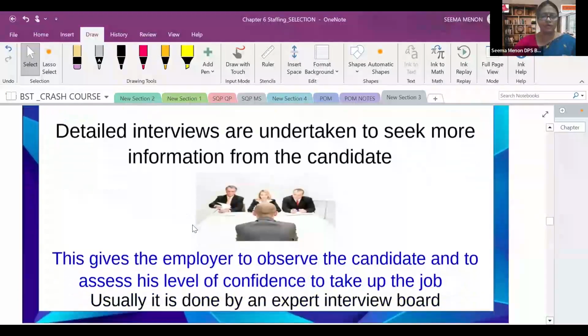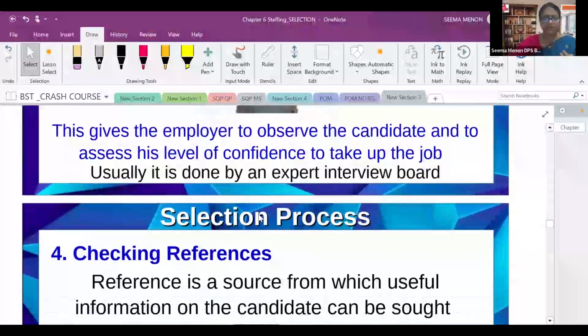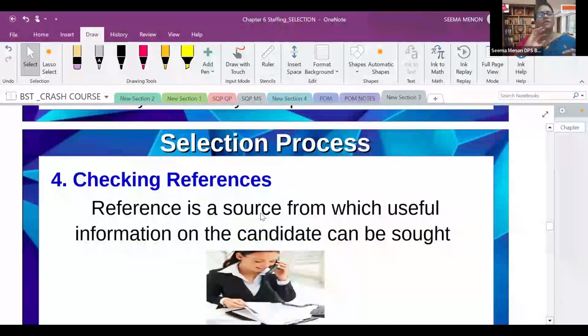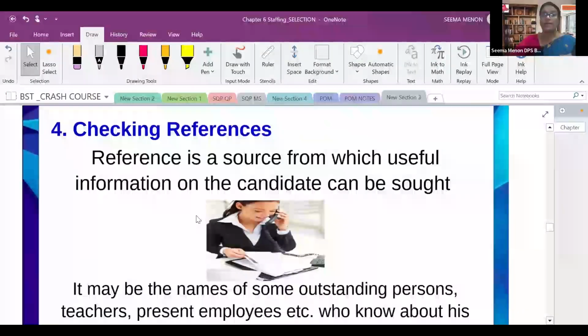Now coming to the third one, that is the interview. Detailed interview, one-to-one interaction to know about the candidate, and we can assess their confidence level, knowledge level, etc. It will be done by an expert panel of interviewers. Now the fourth one in the selection process: checking references. This is also very important. Whenever the candidates are there, they always have to give someone as a reference. Reference is a source from which useful information on the candidate can be sought.